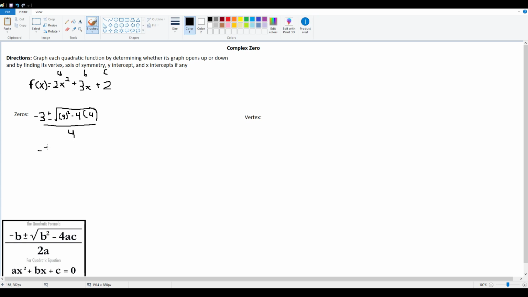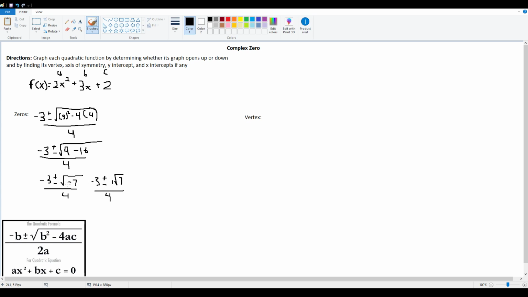We're going to go down one more: negative 3 plus or minus 9 minus 16 over 4. That'll equal negative 3 plus or minus negative 7 over 4. Now since we're using complex numbers, we can actually take the square root of a negative number, and the complex zeros of this function will be negative 3 plus or minus i root 7 over 4.